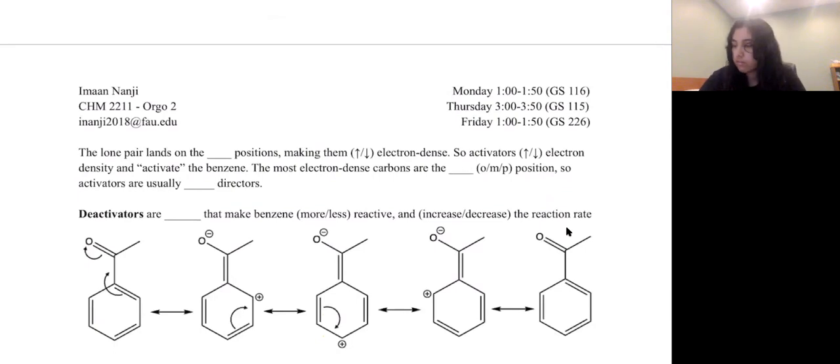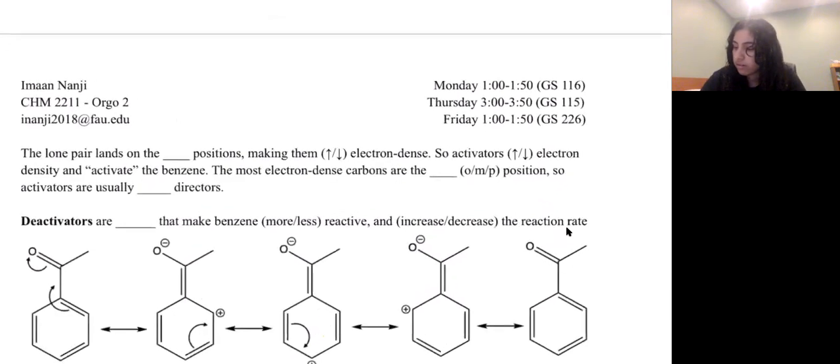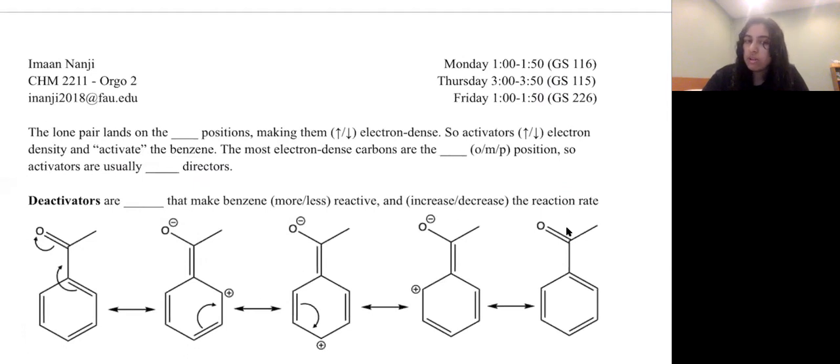So here's this massive explanation for why that is. The lone pair lands on the ortho-para positions. That makes them more electron dense. So activators overall increase electron density and activate the benzene. The most electron dense carbons are in the ortho and para positions, so activators are ortho-para directors.